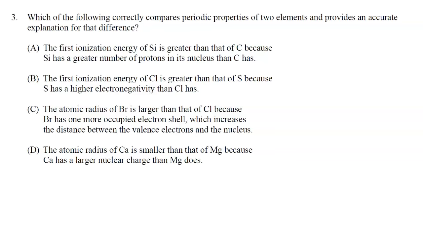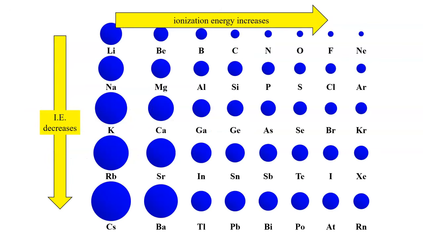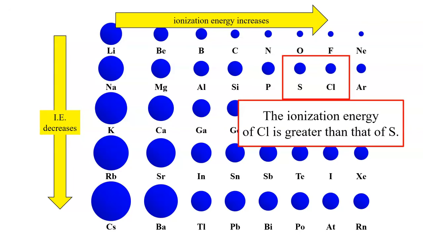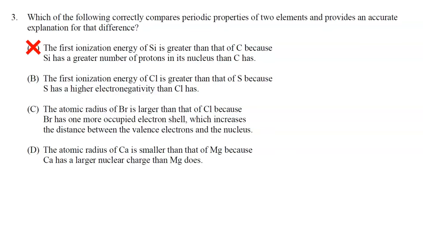Now let's see what it says in choice A. It says the first ionization energy of silicon is greater than that of carbon. We know that's incorrect, so we can eliminate choice A. Now on to choice B, we're comparing chlorine and sulfur. Chlorine and sulfur are in the same period, and since ionization energy values generally increase from left to right across a period, we would expect the ionization energy of chlorine to be greater than that of sulfur. Choice B says the first ionization energy of chlorine is greater than that of sulfur, so at the moment, we cannot eliminate choice B just yet.